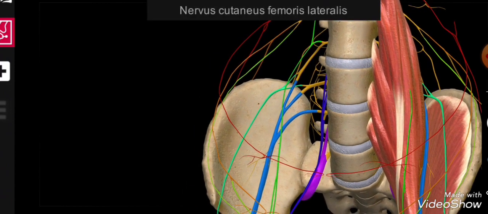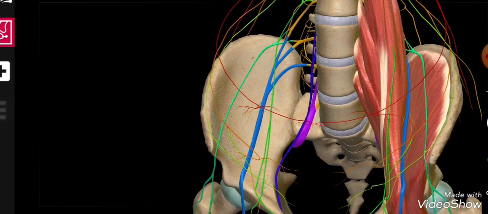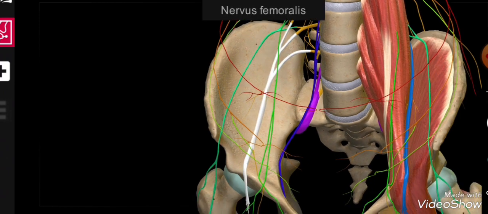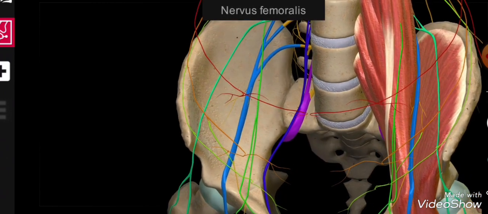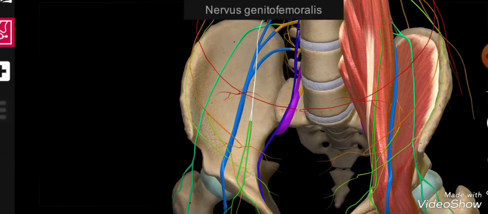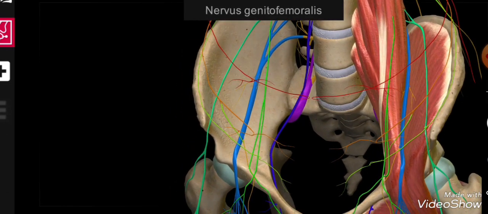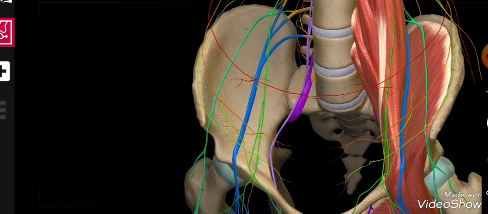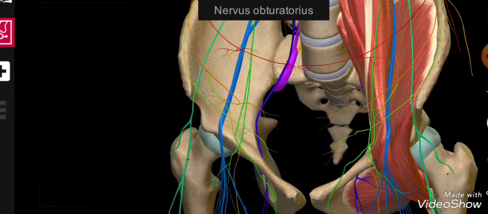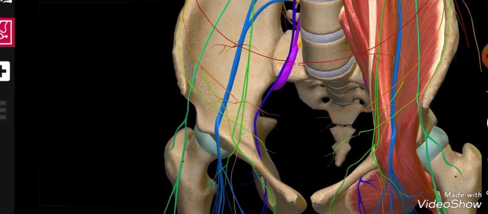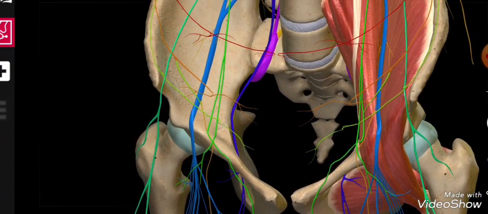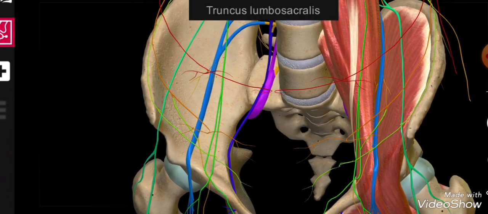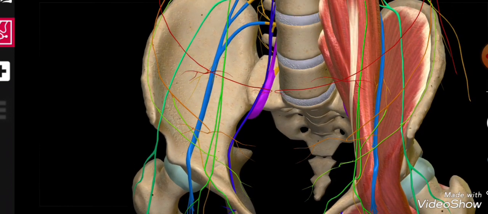This is the lateral cutaneous nerve of thigh. This is the only branch of the lumbar plexus that is sensory in nature, as the name shows, the word cutaneous. After that, you will observe this major branch, that is the femoral nerve, right? And then I will show you the genitofemoral nerve, right? And there is another major nerve of it. This is the obturator nerve. After that, I have to show you the lumbosacral trunk that was formed by the combination of L4 and L5 lumbar spinal nerves, right?